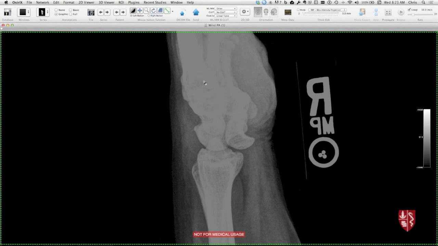Usually, these are patients that come into the ER with a motorcycle crash or motor vehicle crash, and it's not like a typical fall on an outstretched hand or sports injury type of thing.